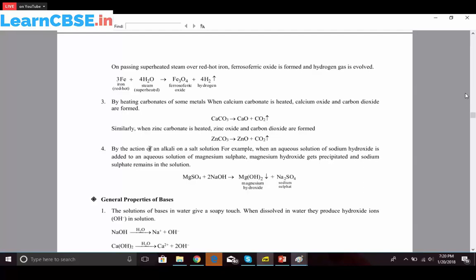So the next one is by the action of an alkali on the salt solution. For example, when an aqueous solution of the sodium hydroxide is added to the aqueous solution of the magnesium sulphate, we will be getting the magnesium hydroxide. This is the base, plus Na2SO4. The magnesium hydroxide is the insoluble one. That's why they have shown it with the downward arrow mark. So it is a precipitate.